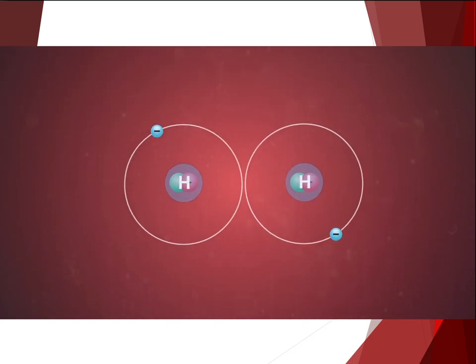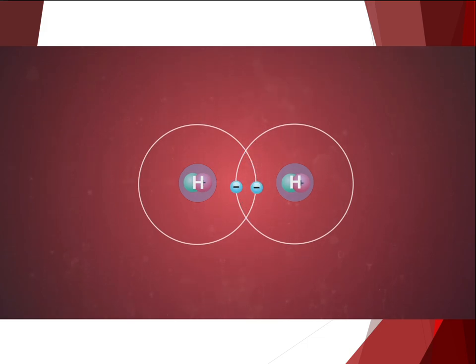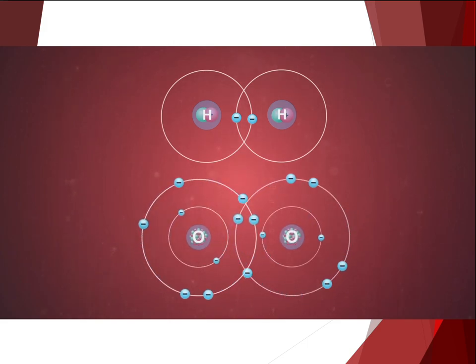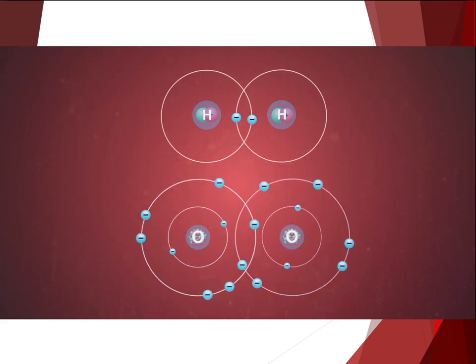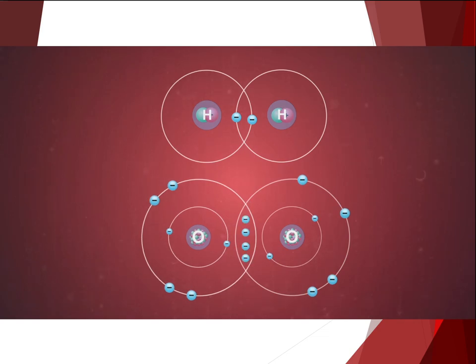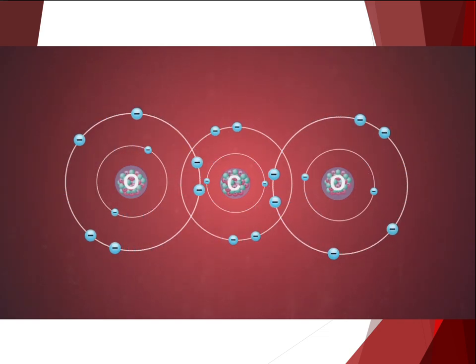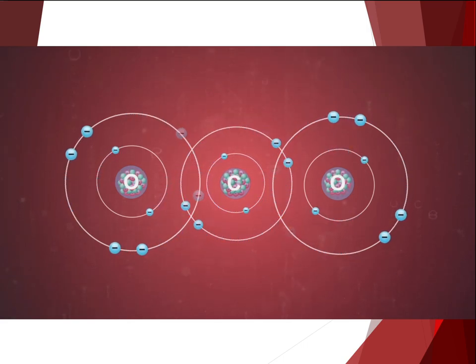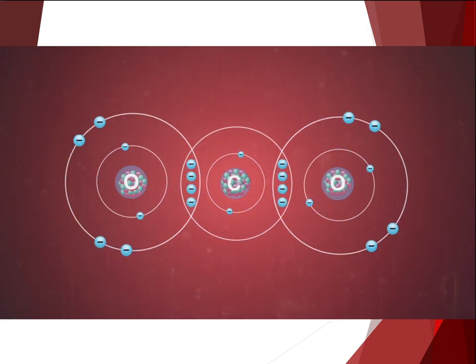In summary, covalent bonds are formed when atoms share valence electrons. Double covalent bonds are formed when 2 pairs of valence electrons are shared. And when the electrons in 2 or more atoms bond together, new chemical compounds are formed.